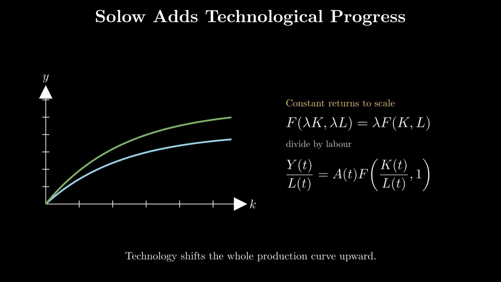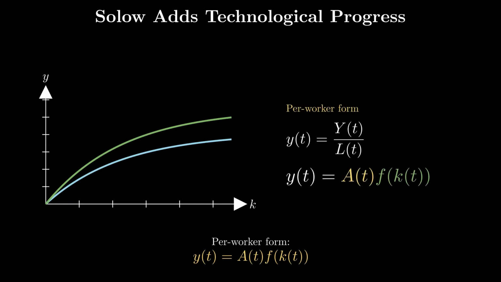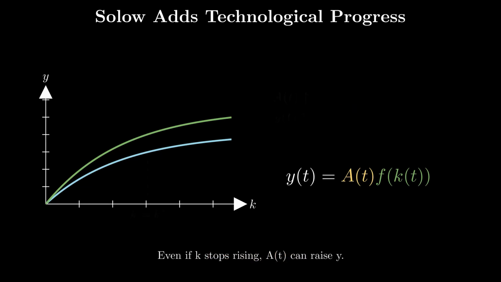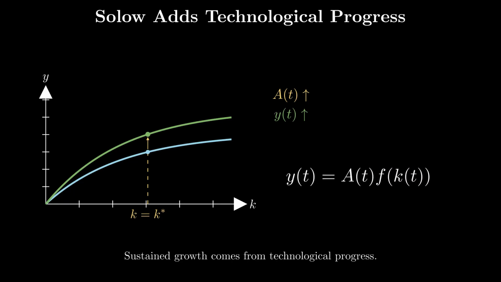And with constant returns to scale, we can again divide by labor. And this gives output per worker as technology times output per worker from capital alone. So even if K stops rising, output per worker can still rise if A keeps growing. And that is how Solow restores sustained growth in output per worker.